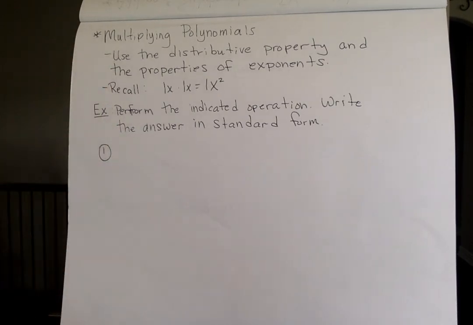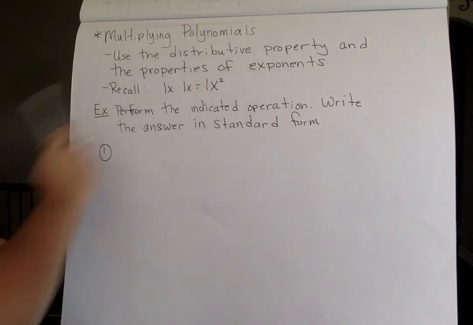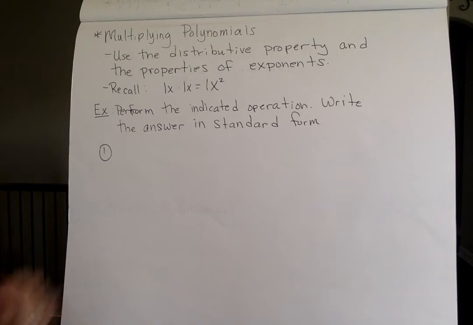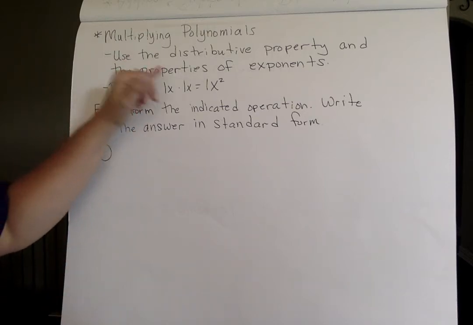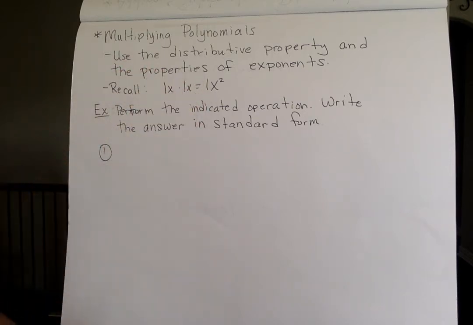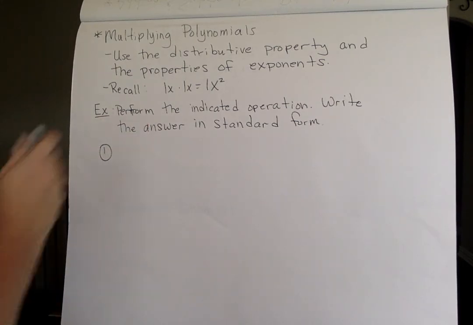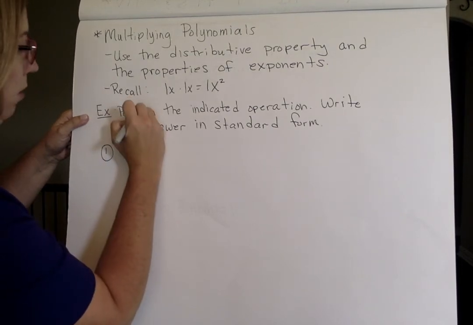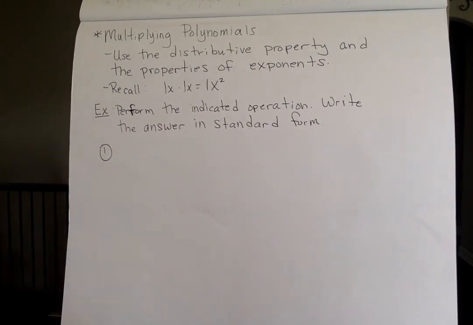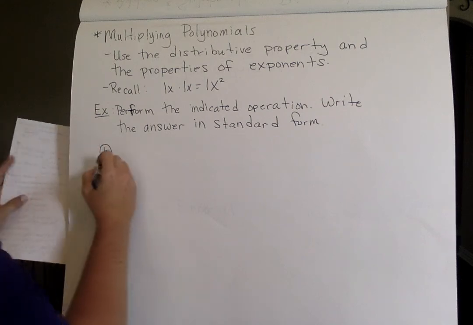So, for multiplying polynomials, basically, we need to use the distributive property and the properties of exponents. And then on this one, I want you to remember that 1x times 1x is 1x squared, right? So 1x plus 1x is 2x. 1x times 1x is 1x squared. Don't get those mixed up. Again, same kind of directions. Sorry about this little, not really a typo, but I was writing too quickly. Perform the indicated operation and write the answer in standard form. Let's see if we can get through a couple of these examples.